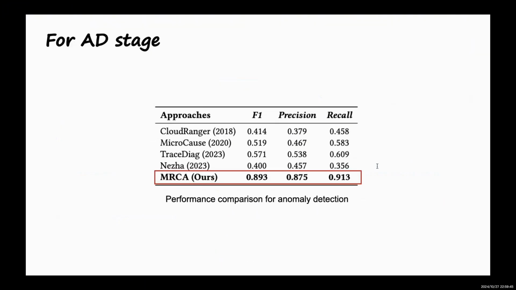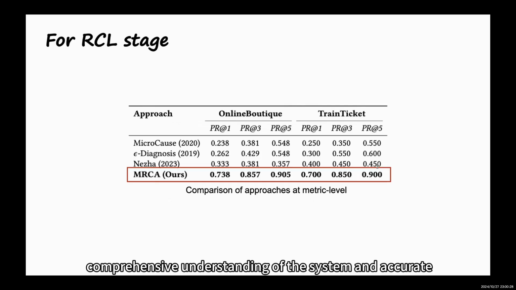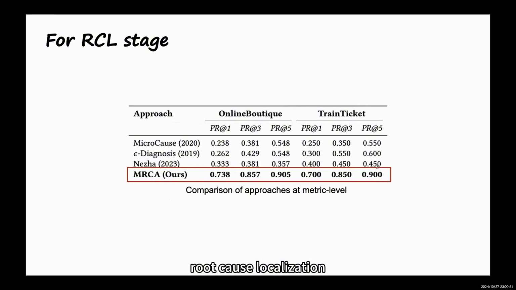The result part. The performance comparison for anomaly detection is shown. MRCA significantly outperforms other methods, indicating that it has fewer missed anomalies and fewer false alarms, and a more accurate anomaly detection process benefits subsequent root cause localization. Compared with other approaches, MRCA works at the metric level, utilizing multimodal data, thereby allowing a more comprehensive understanding of the system and accurate root cause localization.